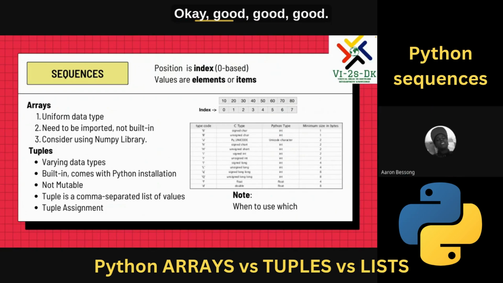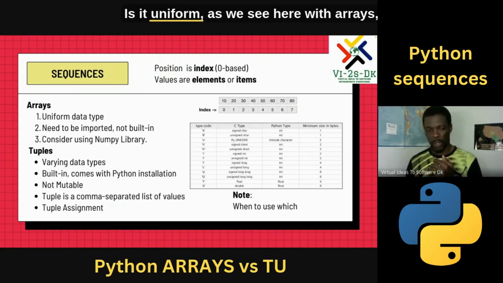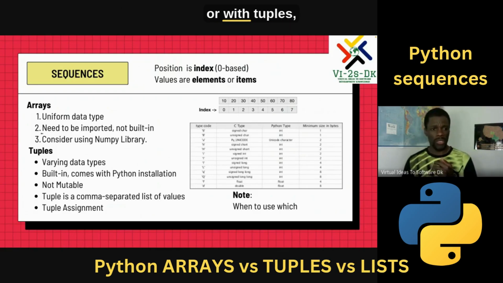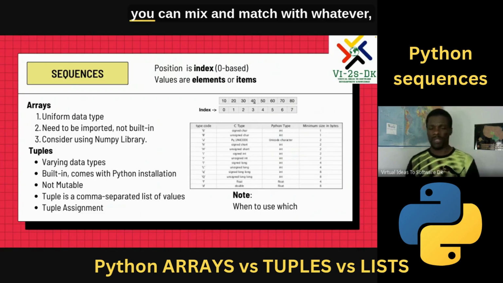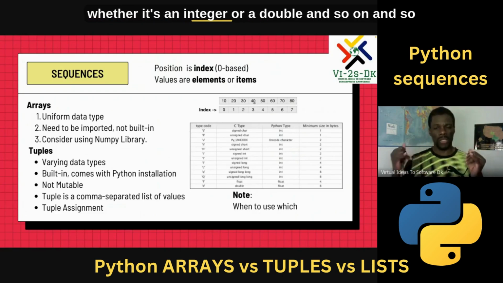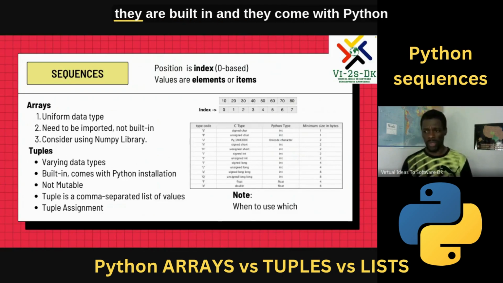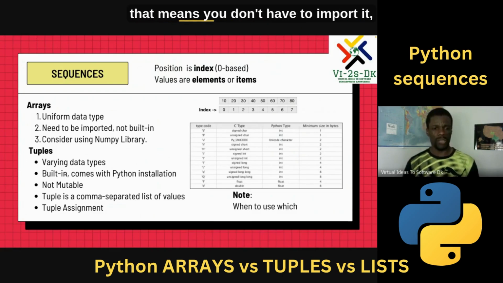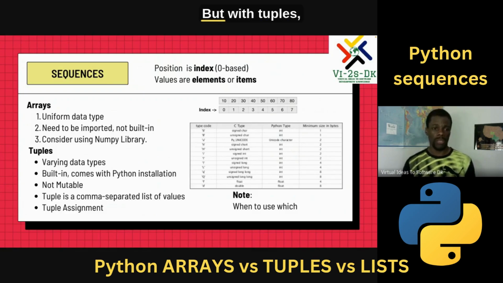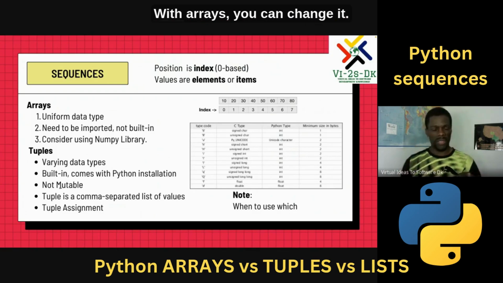Good. So those are the two things I talked about: the type of data. Is it uniform, as we see here with arrays, or with tuples? Tuples have varying data types, meaning you can have 10, you can have boy, you can have 30, you can have 7.5. You can mix and match, whether it's an integer or a double and so forth, okay? Tuples are also built in and come with Python when you install it. So you don't have to import it, so you're good. But tuples are not mutable. You cannot change it. Once you've created it, it's in there, it's fixed. With arrays, you can change it.